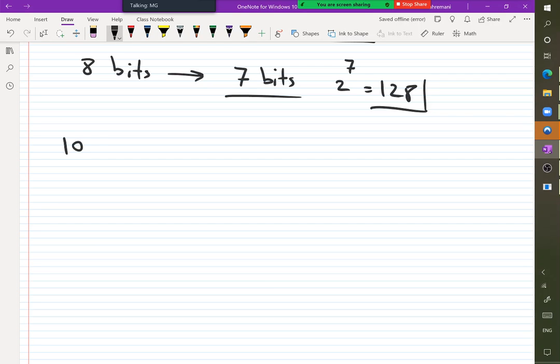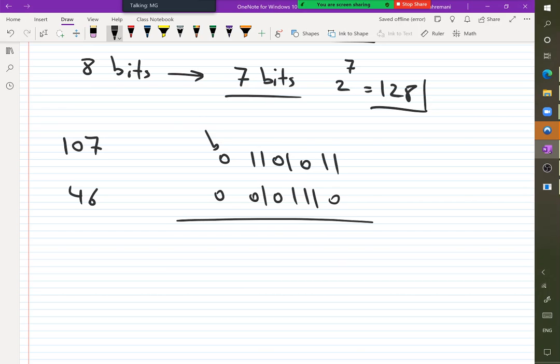I'm going to do one more example. Let's say we want to add 107 with 46 in signed magnitude. 107 is 0, 1, 1, 0, 1, 0, 1, 1. This 0 I put separately because it's a sign bit, so we cannot consider it as part of the number. And 46 is 0, 1, 0, 1, 1, 1, 0.